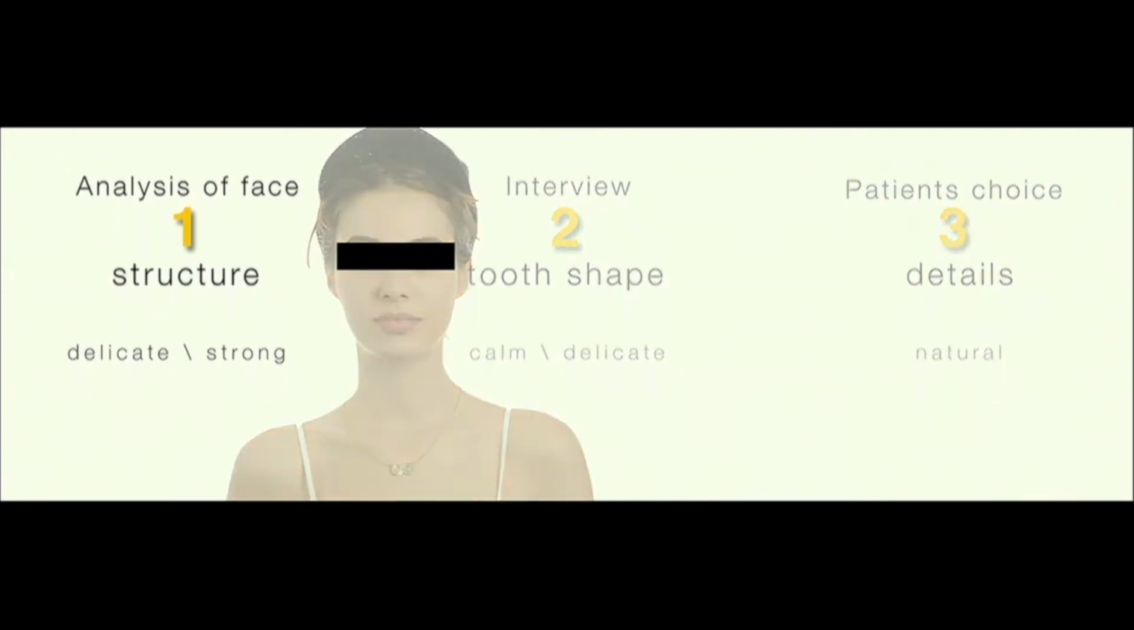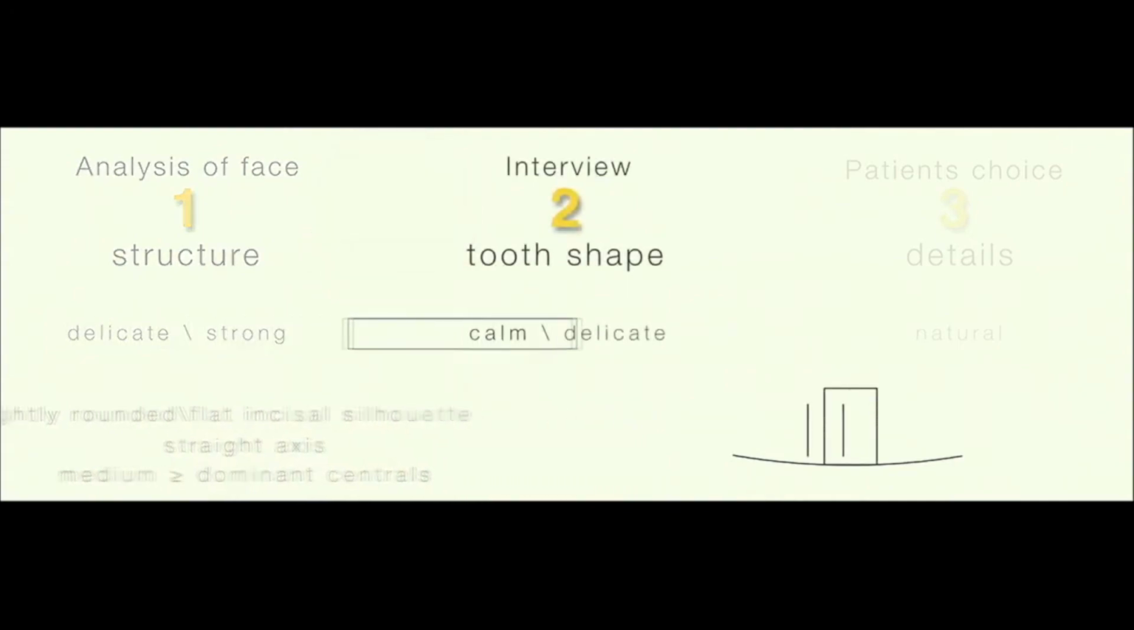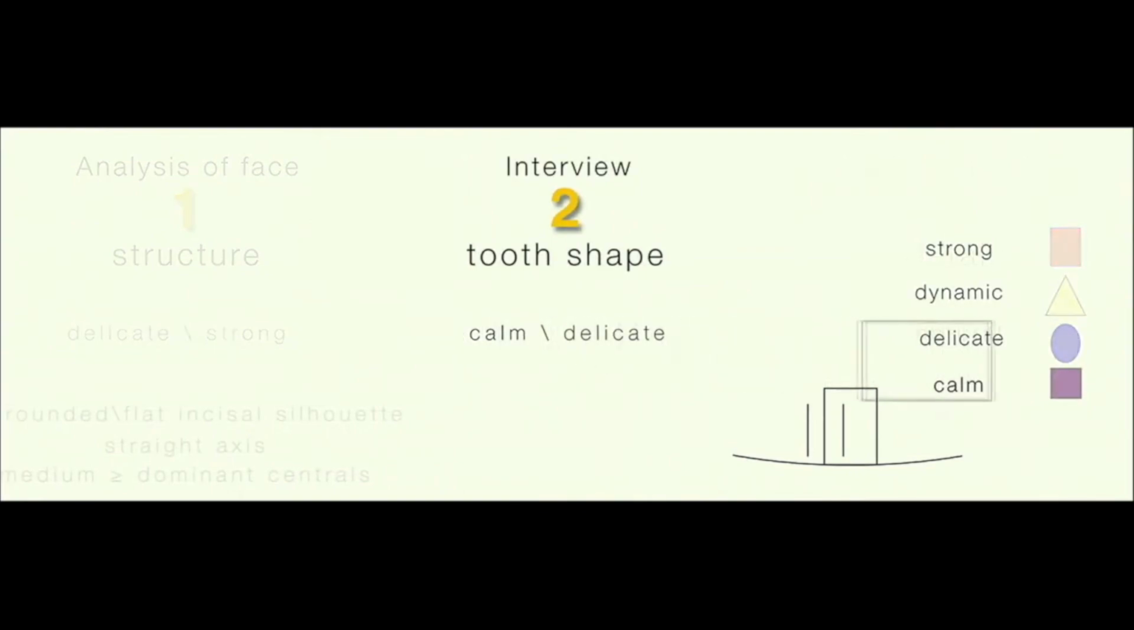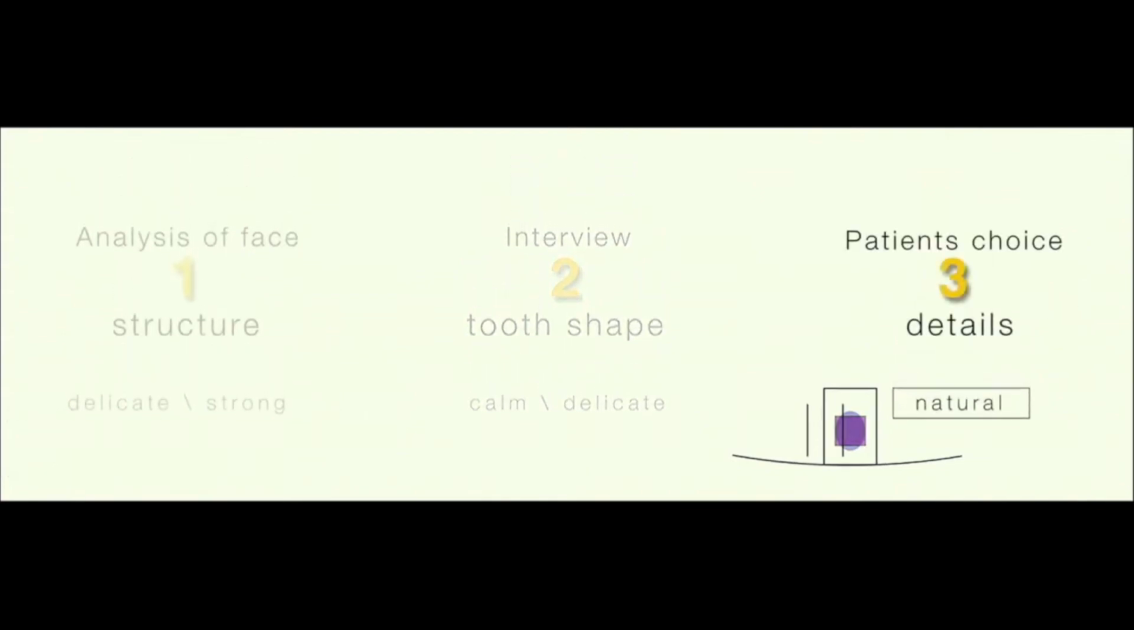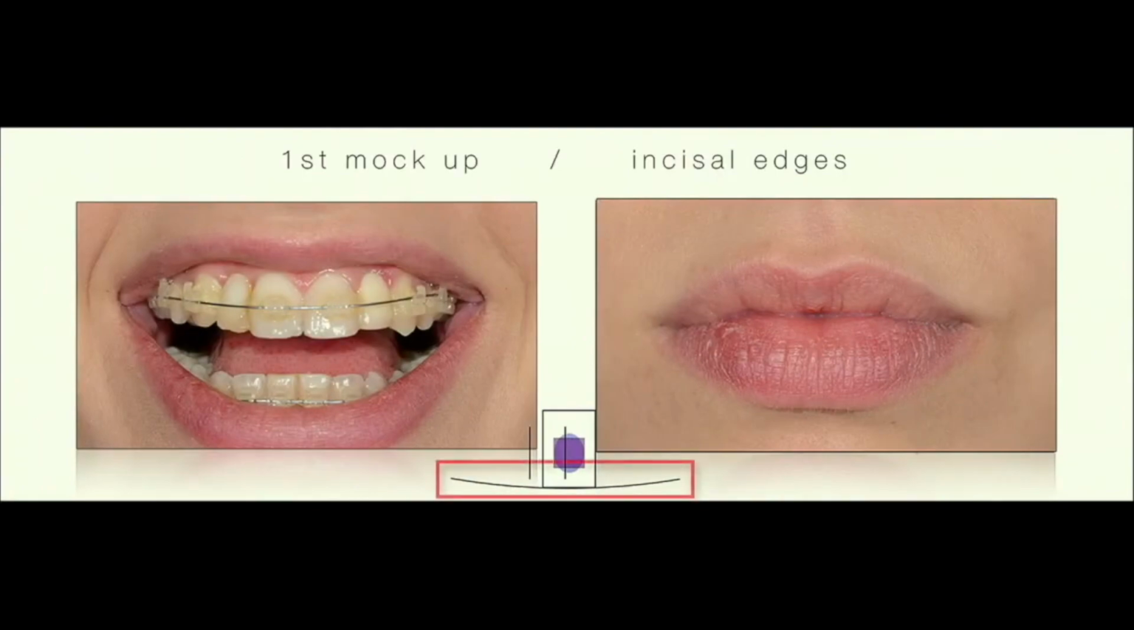So what it tells me is that the structure should have rounded flat incisal silhouette. We have to have straight tooth axis, medium to dominant centrals, and as the tooth shape, it should be a combination of calm and delicate, which is square blended with round. So this is the ideal way to design her teeth. But when it comes to her case, she already had the braces. So how am I going to proceed? Well, in this case, I'll be using only the bottom side of my design, the incisal 1/3.